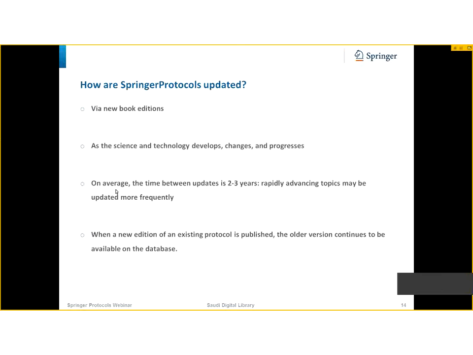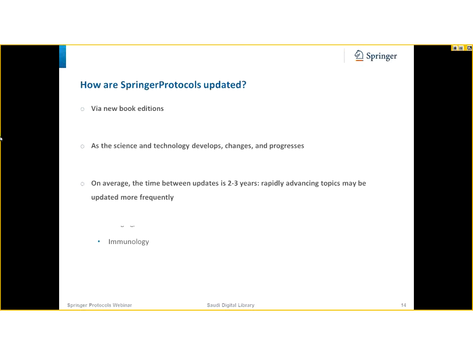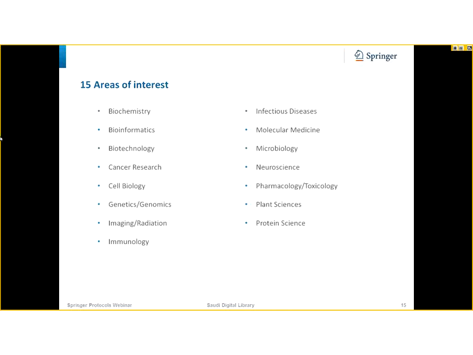When a new edition of an existing protocol is published, which is very important, the older version continues to be available on the database. This is important for laboratories, for example, that don't always have the latest state-of-the-art equipment. They might use equipment that is a few years old already. Then it's good to also have the older protocols available in the database.